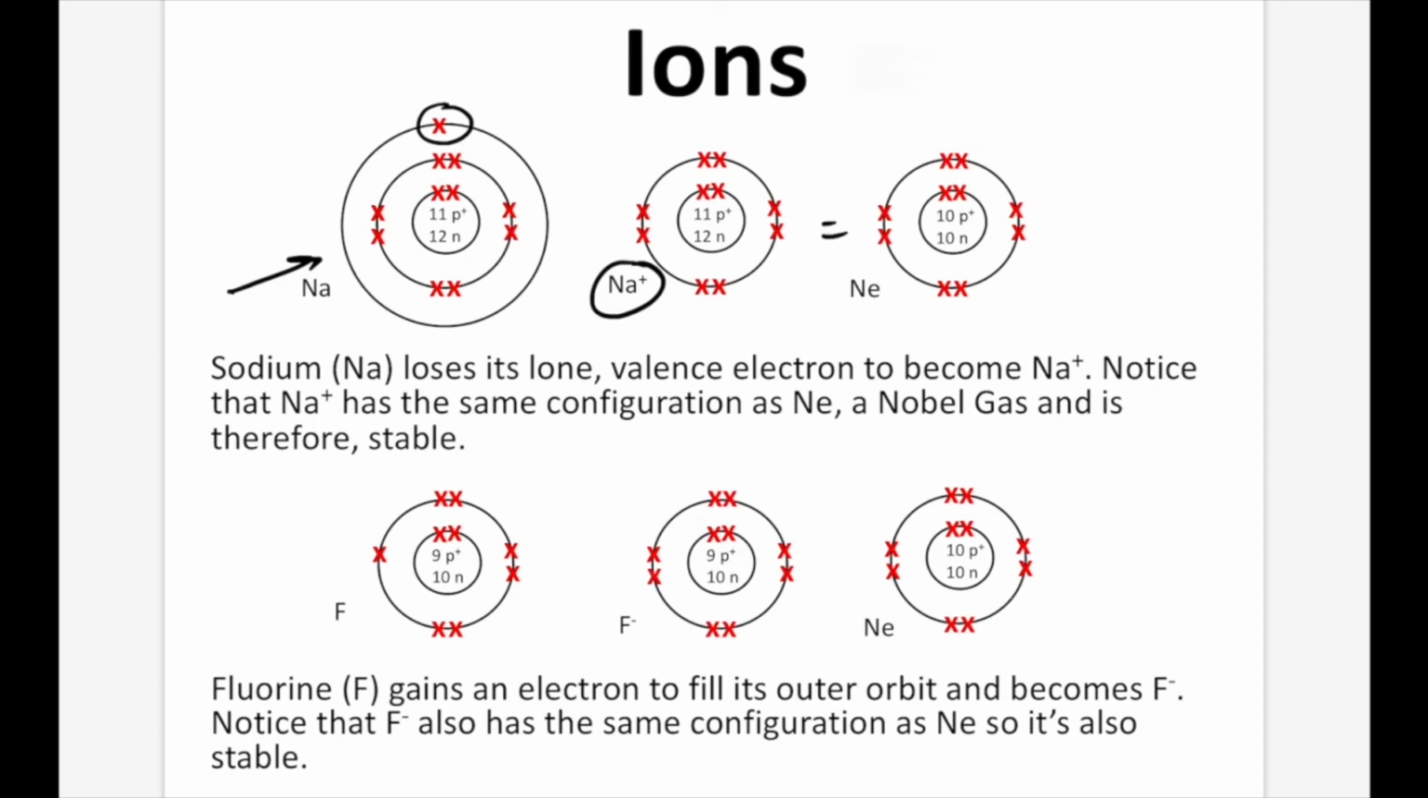Fluorine gains an electron to fill its outer orbit instead and becomes F negative. So you can see that's our regular F, that's our fluorine, and you can see it has one unpaired valence electron. In total, it has 7, but since it wants 8, it's going to gain an extra electron, so this other electron is going to come in, fill that spot. Fluorine becomes F negative because it gained an electron, and F negative, you'll notice, has the exact same configuration as neon as well, just like sodium. So both sodium and fluorine change their electron configuration to become like the noble gas neon. Neon is stable, and that's where it wants to be.